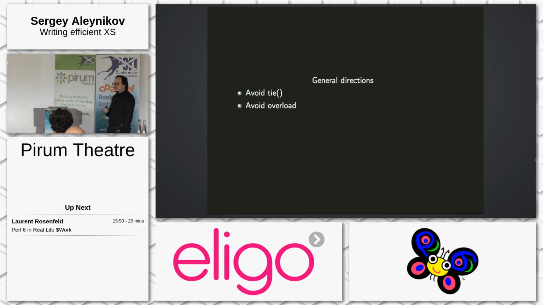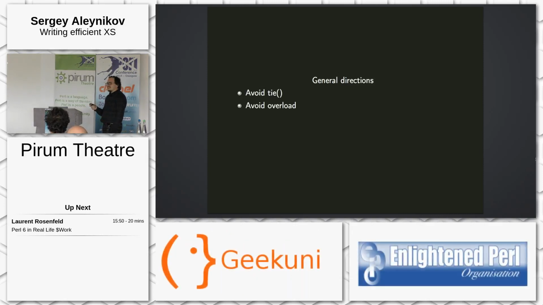Avoid overload. Overload is a nice feature. It's a nice syntax feature, but access using overload is twice as slow compared to method calls. And from XS, you won't be able to call overload easily anyway.